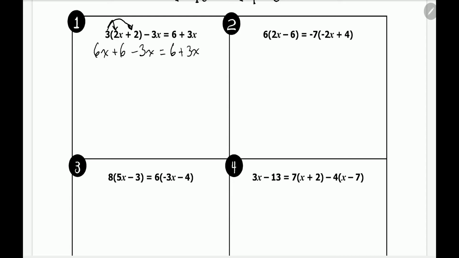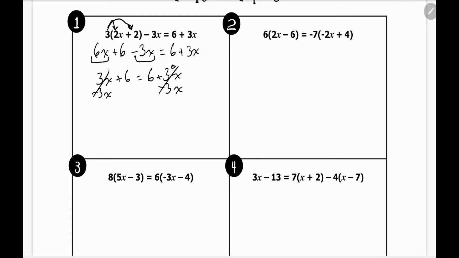Alright, so let's combine like terms. So we have 6x and minus 3x. So that simplifies to 3x. Plus 6 is equal to 6 plus 3x. Alright, now what we have to do is move the variables to one side. So, as you know, I like to move the right side to the left side. So we're going to subtract 3x on both sides.